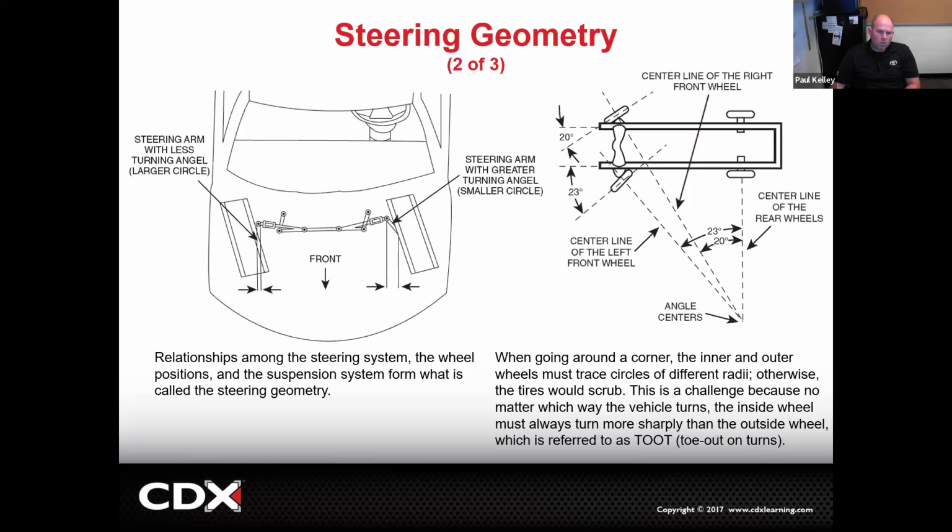But one, this is kind of showing you toe out on turns. Basically, your inner tire starts to turn a lot sharper than your outer tire, and therefore it's toed out. Right. If you look at that in another way, we've got your inner tire at 23 degrees and your outer tire at only 20 degrees. So there's a toe out on turn difference of 3 degrees. All perfectly designed.